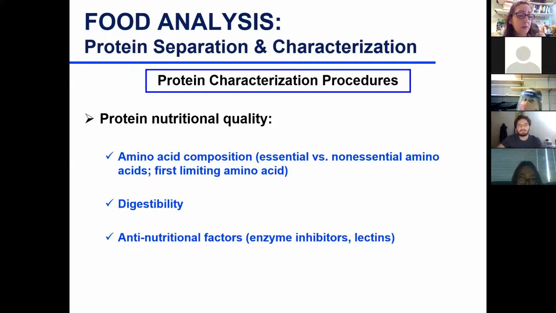Lectins, for example, are another type of protein, also present in beans, especially raw beans. Lectins in raw beans can cause issues in our digestive tract, again some inflammation in the intestine. So these are anti-nutritional factors that are proteins.